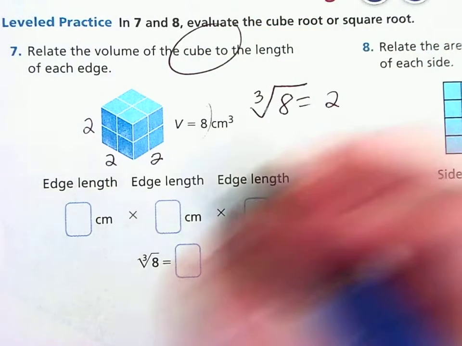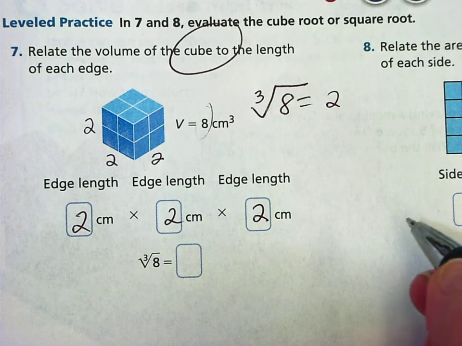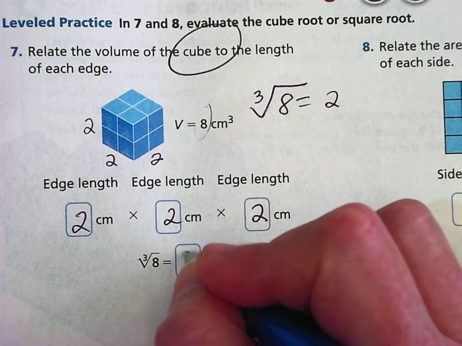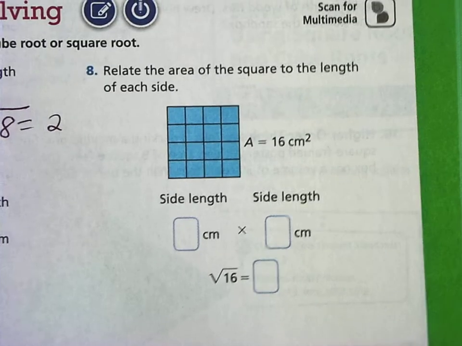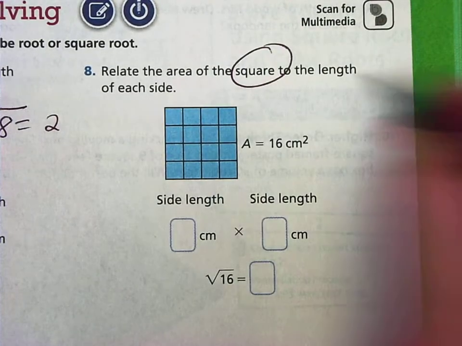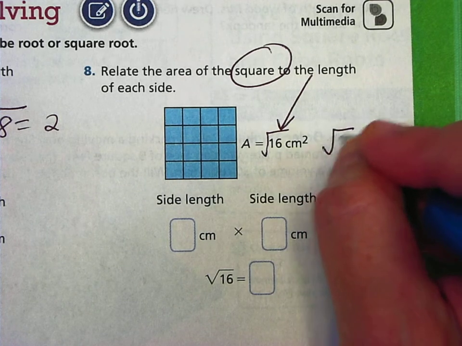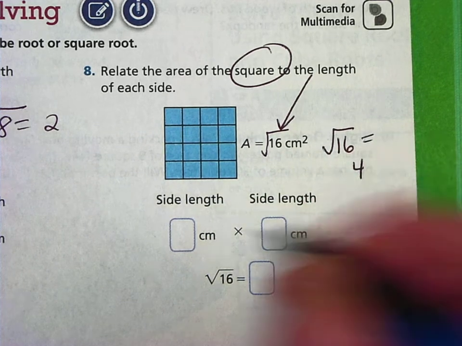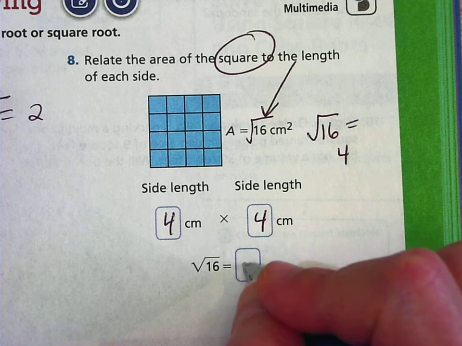Length times width times height. So because we do 2 times 2 times 2 equals 8, the cube root of 8 is 2. Okay, now this is a square. So that means you're going to square root the area. So the square root of 16 is 4 because 4 times 4 equals 16.